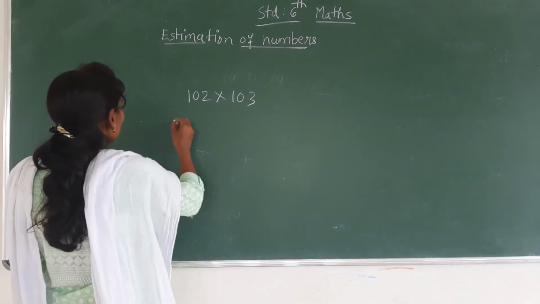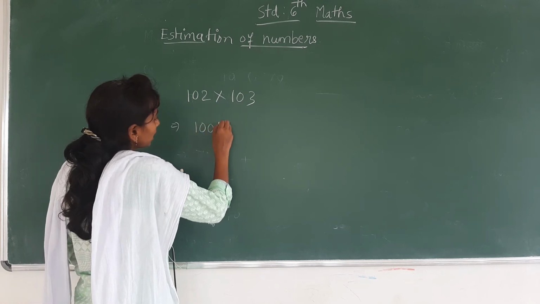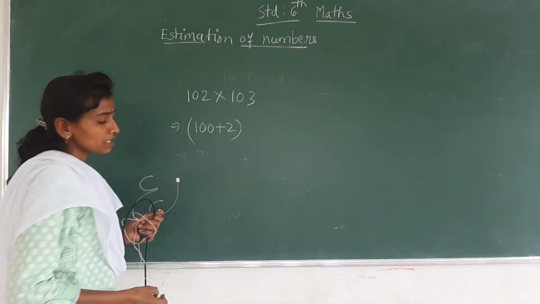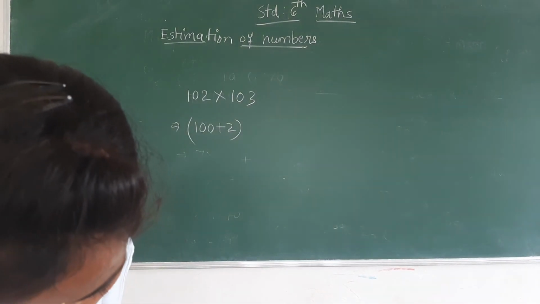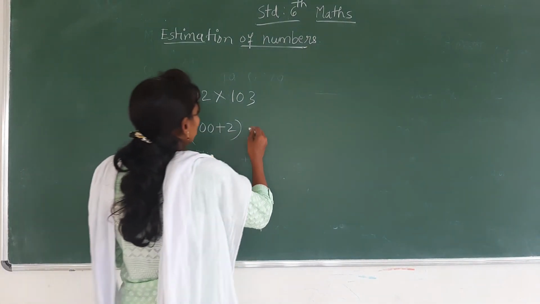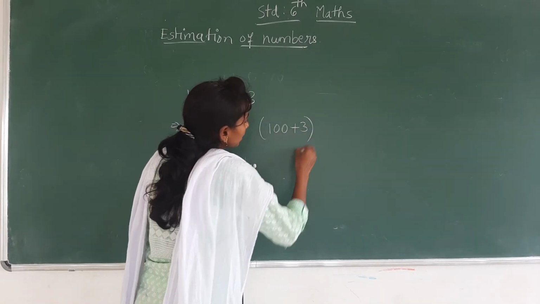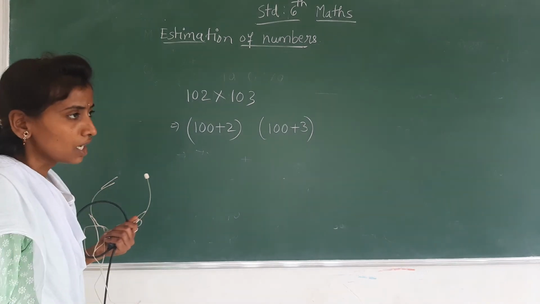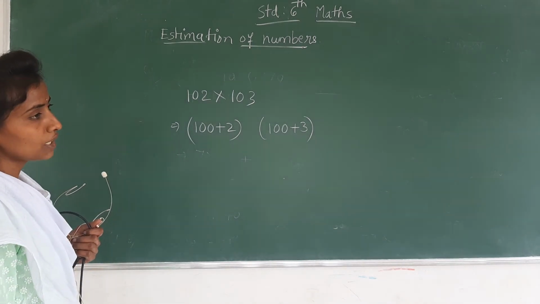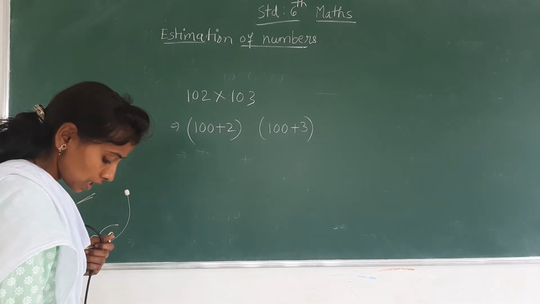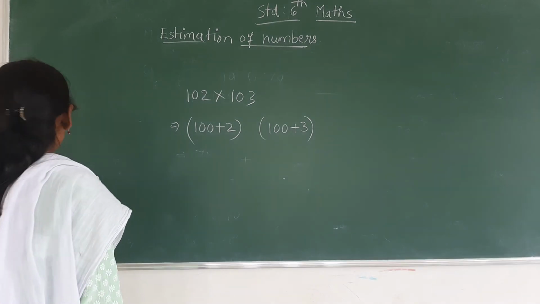How? 102 I am going to write as 100 plus 2, and 103 I am going to write as 100 plus 3. Here I am getting two brackets, that are 100 plus 2 in one bracket and 100 plus 3 in another bracket. Now we are multiplying these brackets.